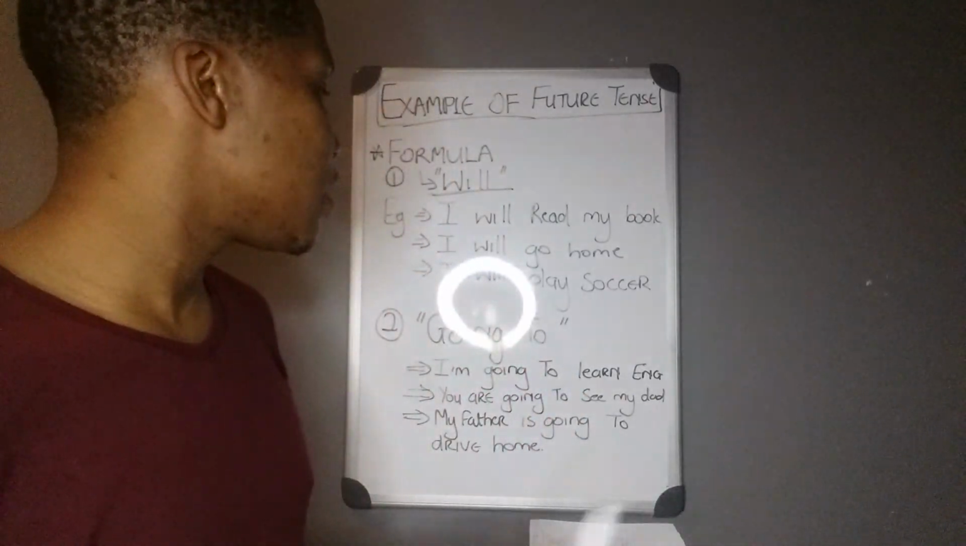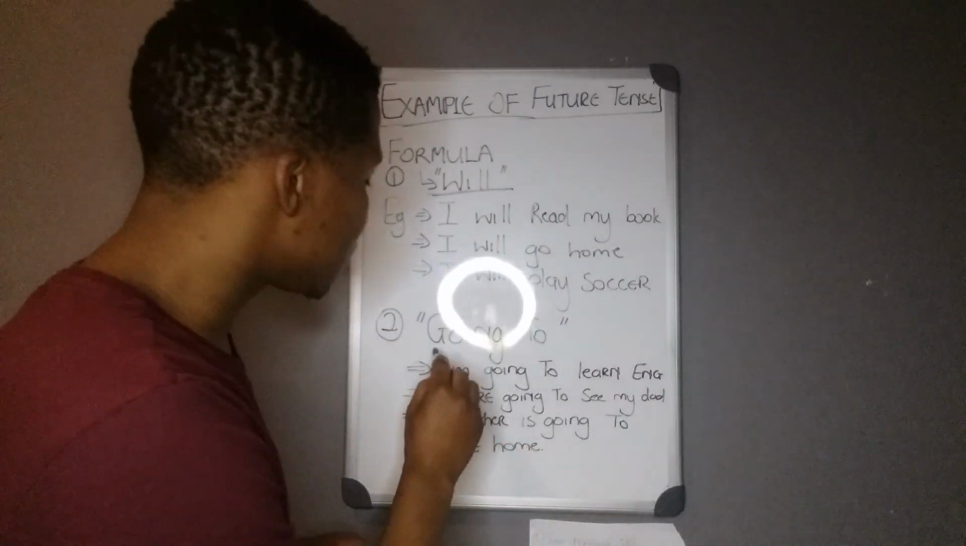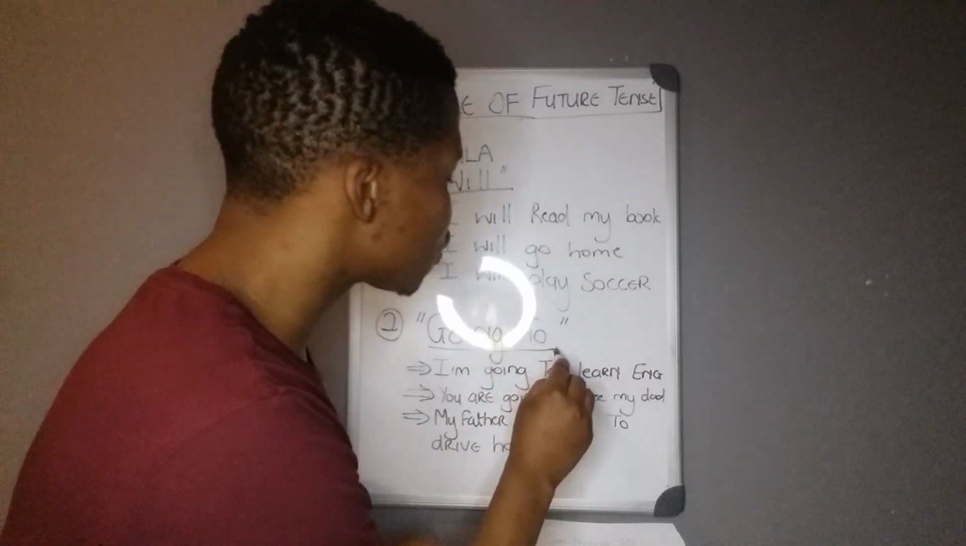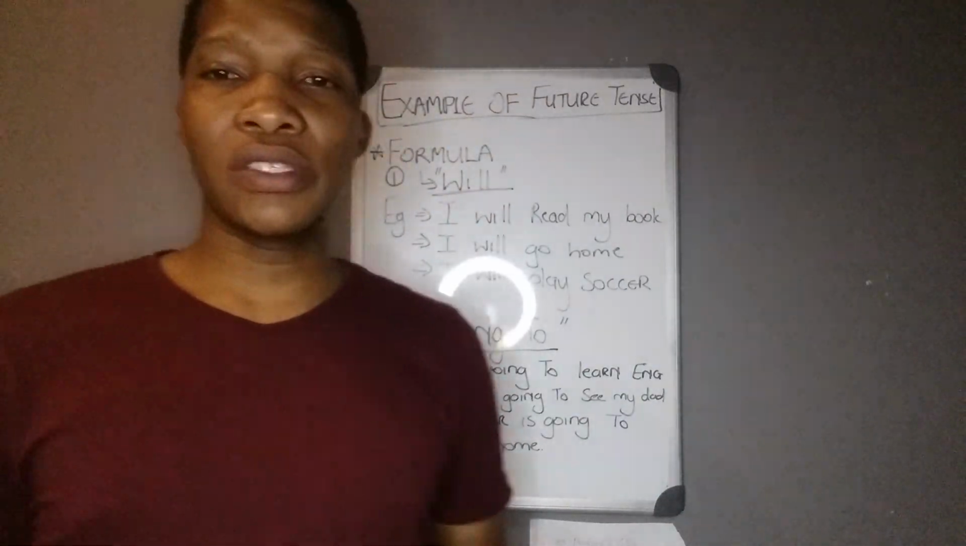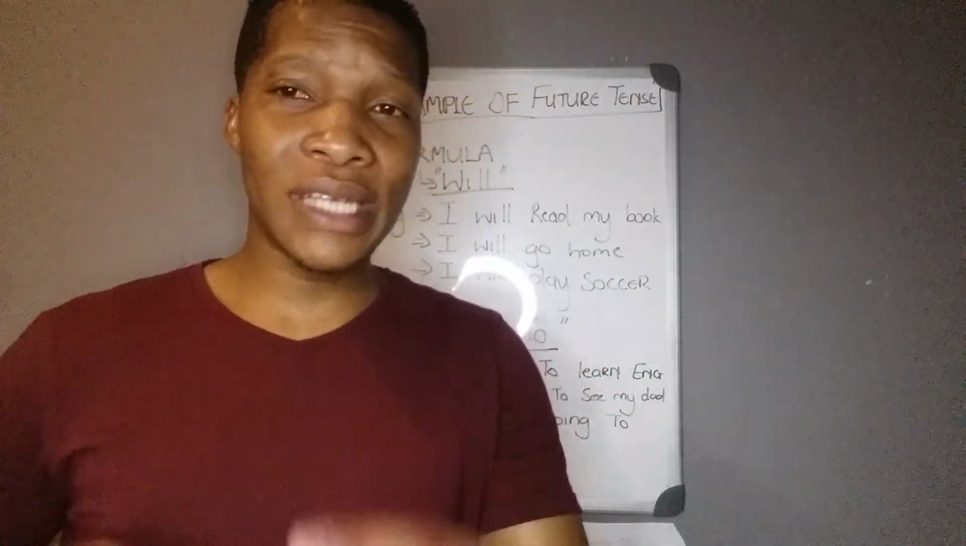However, there is another way to use simple future tense. And the words that you use instead of will is going to. All right, not going by itself. Going to is a substitute. Now, what is the difference? Will is more formal. Going to is informal.